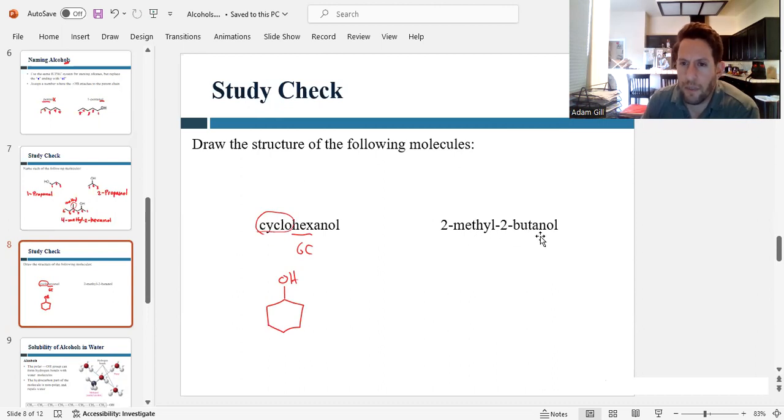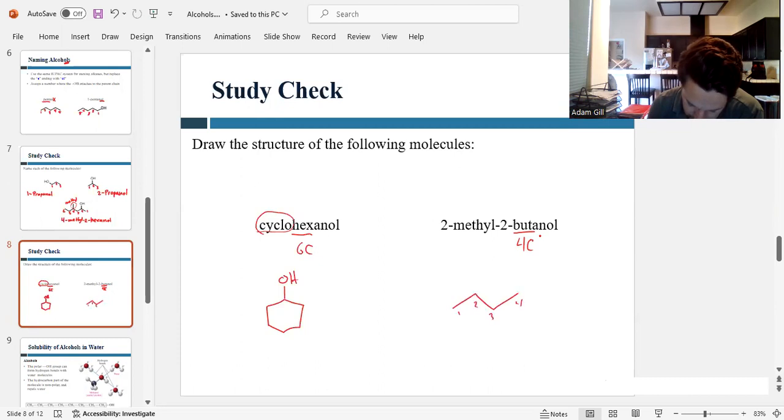All right, so the next one. Looks like the parent is bute. Bute means 4. So we know we're going to have 4 carbons. So 1, 2, 3, 4. I'm going to number it. And it looks like the alcohol is attached at carbon 2. And then there's supposed to be a methyl group also coming off of carbon 2. So there we have it. 2-methyl, 2-butanol.